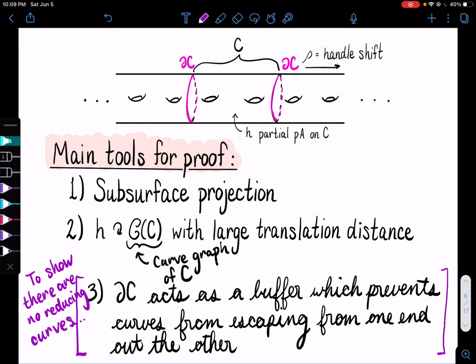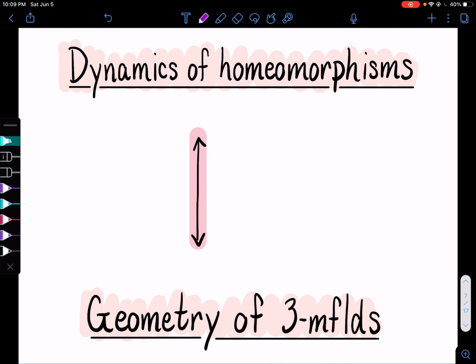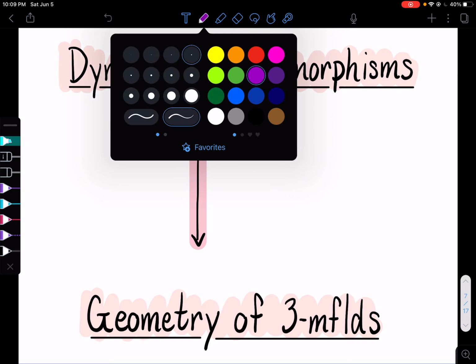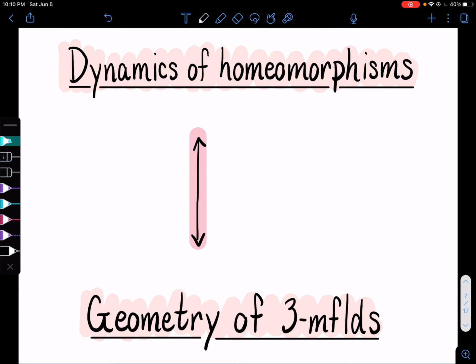So now I want to connect these irreducible and periodic homeomorphisms back into the larger picture of this connection that we can make between dynamics of homeomorphisms and the geometry of three manifolds. I'll start with the broadest possible connection, which is probably familiar to many, which is this very famous theorem of Thurston.